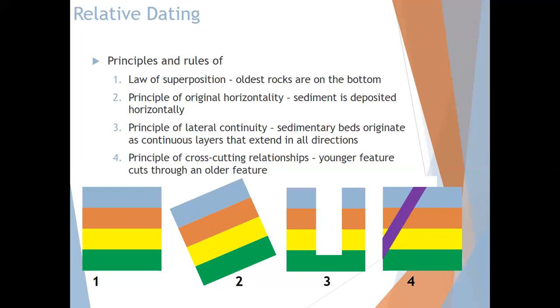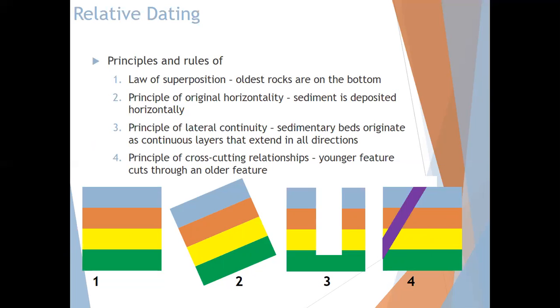Then we have 2, the principle of original horizontality. That sediments are deposited horizontally. So we believe that layers are going to be deposited horizontally. And that works as long as things are not deformed. But as soon as there's a fold or a fault or an incline that happens after deposition, things can be changed and they may no longer be horizontal. They may be on an angle, they may be vertical, they may even be turned over.